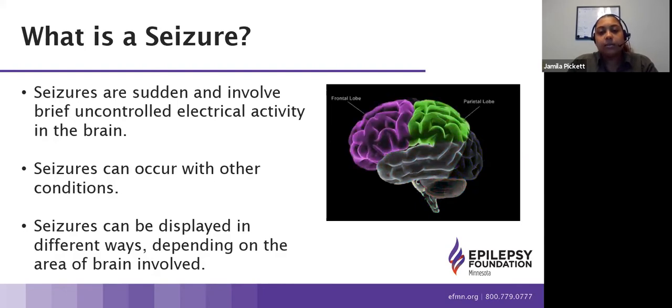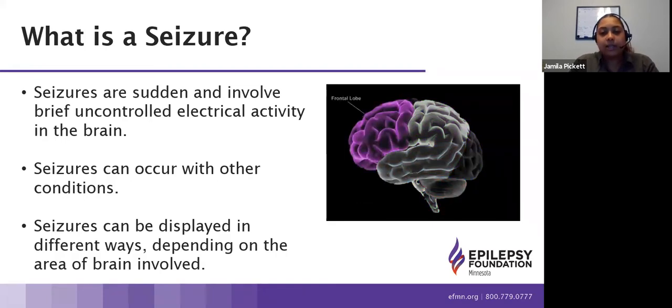What can happen when somebody's having a seizure associated with epilepsy is that these neurons can get sent when they're not supposed to. That's called a misfiring, and that's what can change a person's awareness, sensation, movement, and that is what the seizure is visualized as in that person.